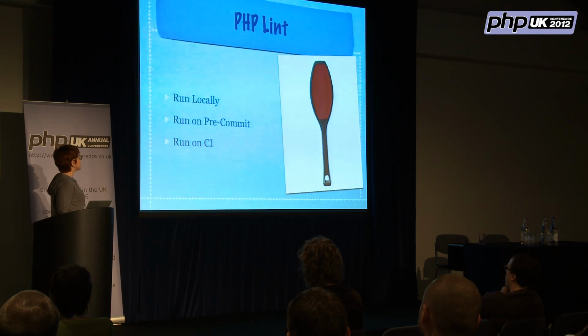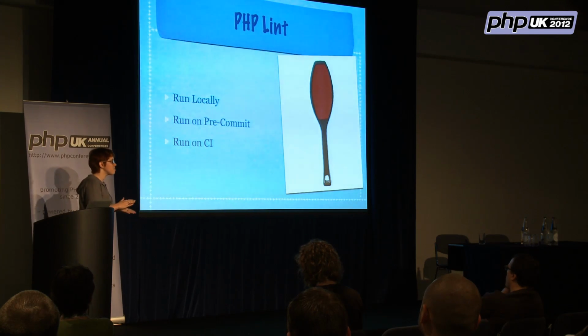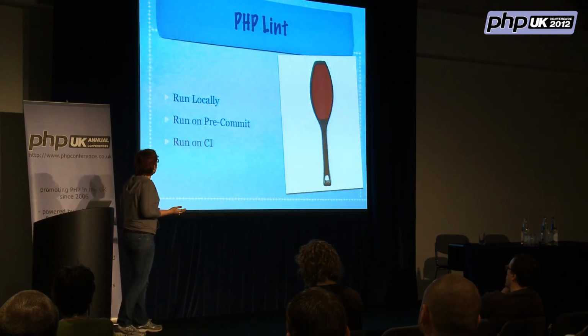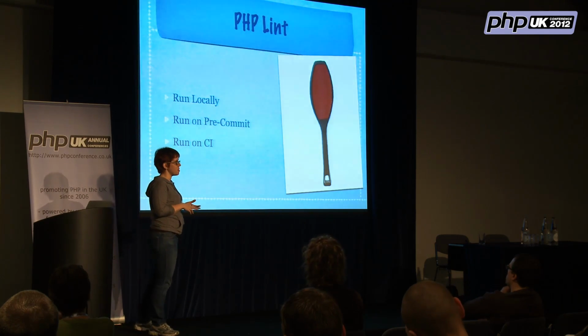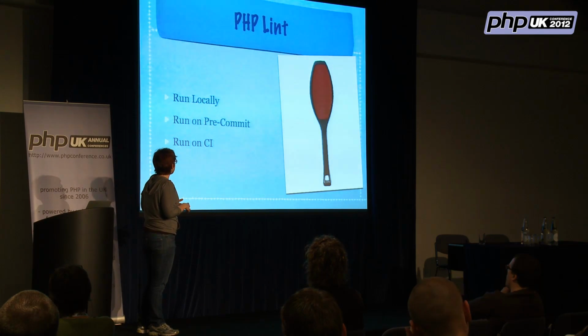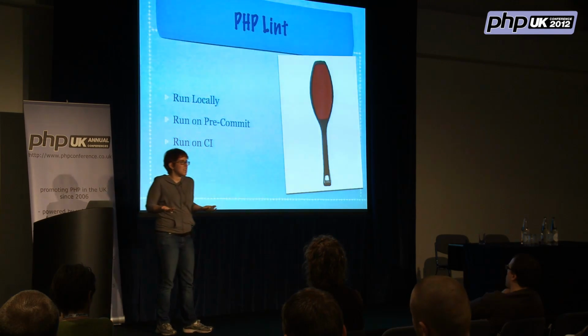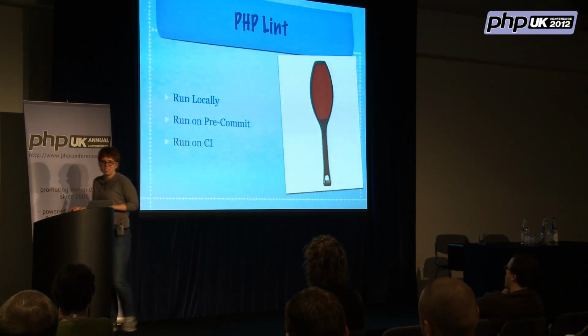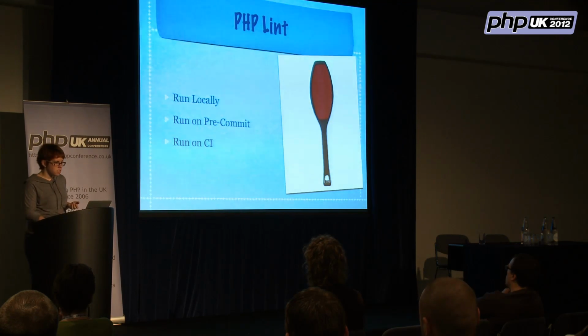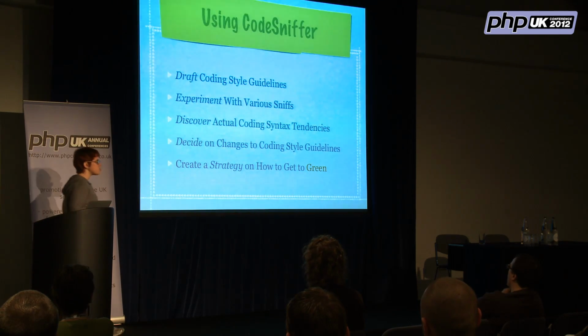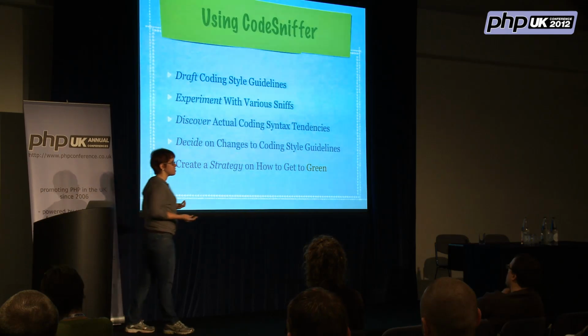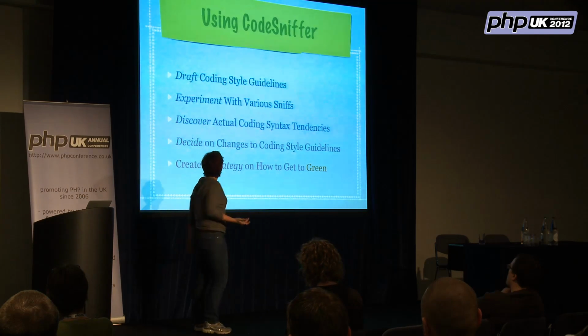So PHP lint, make sure people can run it locally, which they should be able to, make sure they can run it on pre-commit, and make sure that they can run it on CI. It's good to have it just running in CI. It doesn't take that long. Have it run on the files that just recently changed. That's fine too. Just double check, because it's really stupid getting bunched up just because you missed a semicolon somewhere.